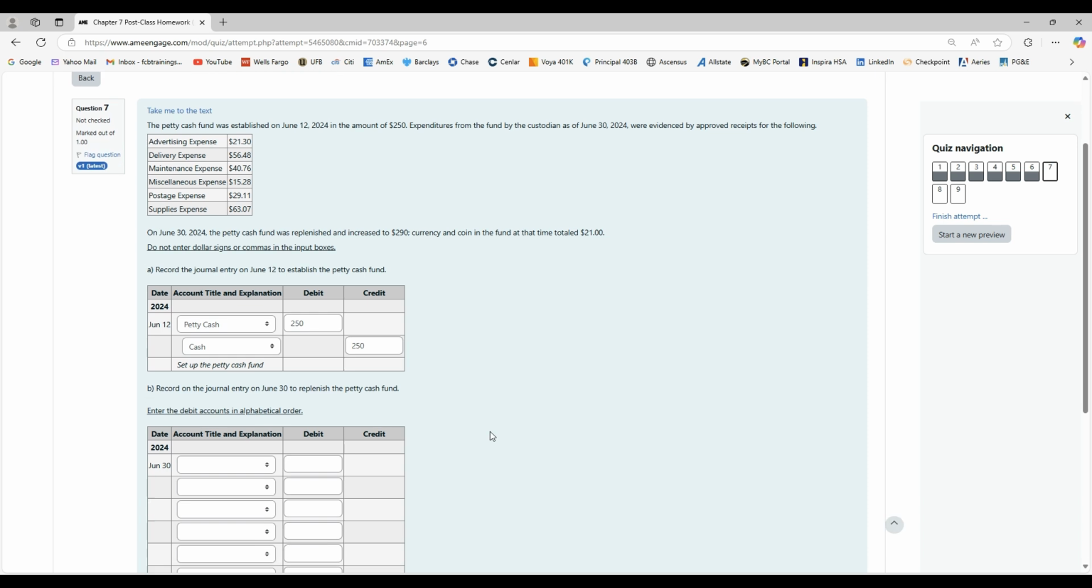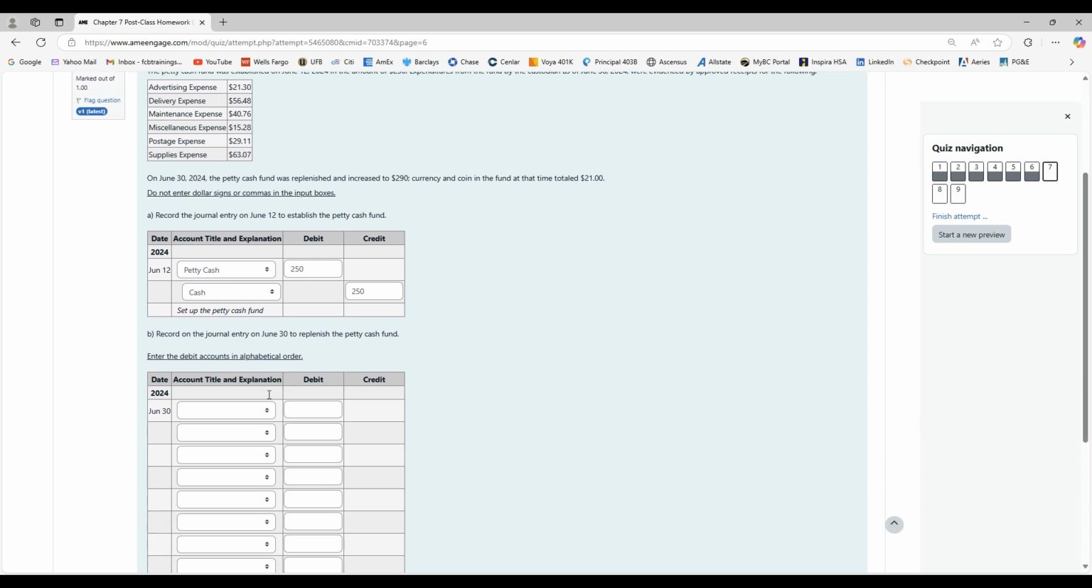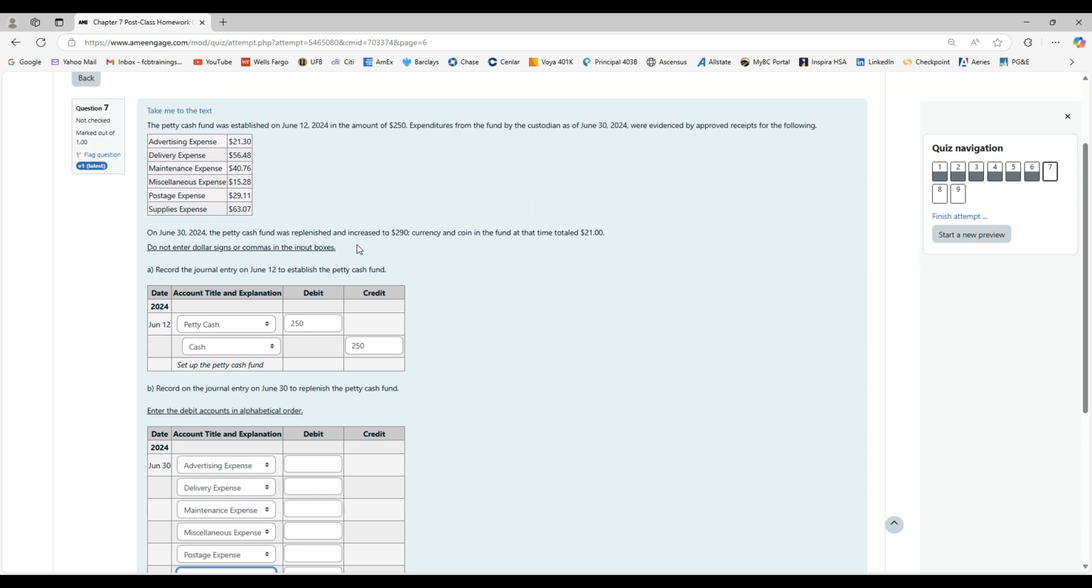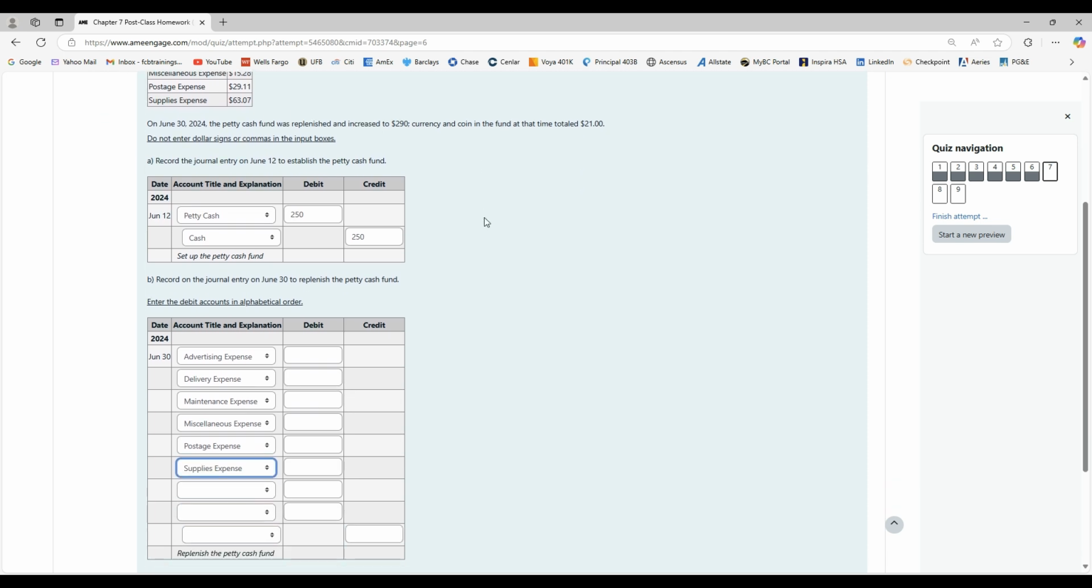Okay, that's great. And then here are the transactions for when we're going to be replenishing it. So we just need to go through and put in all these expenses here. Postage expense, supplies expense. See if we got everything in there.